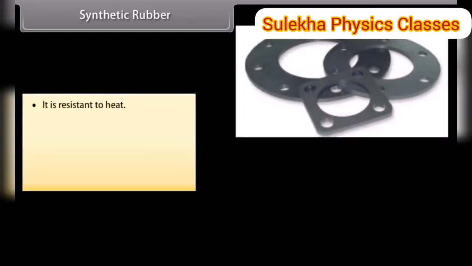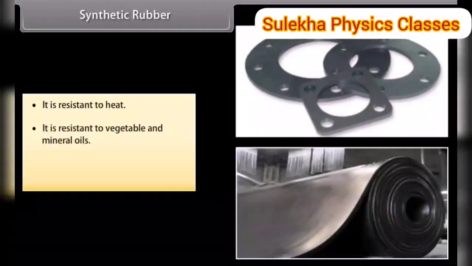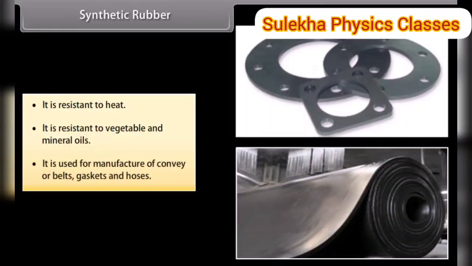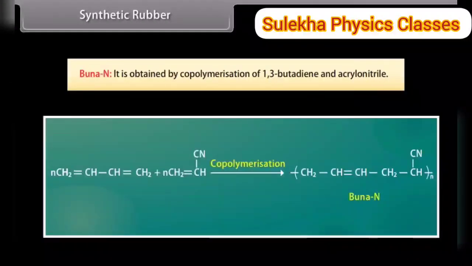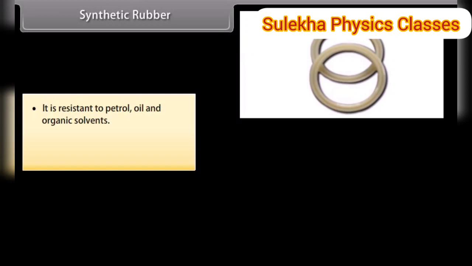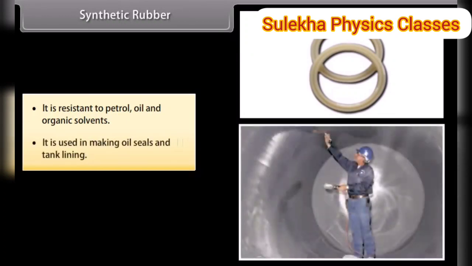It is resistant to heat. It is resistant to vegetable and mineral oils. It is used for manufacture of conveyor belts, gaskets and hoses. Buna-N. It is obtained by copolymerization of 1,3-butadiene and acrylonitrile. It is resistant to petrol, oil and organic solvents. It is used for making oil seals and tank lining.